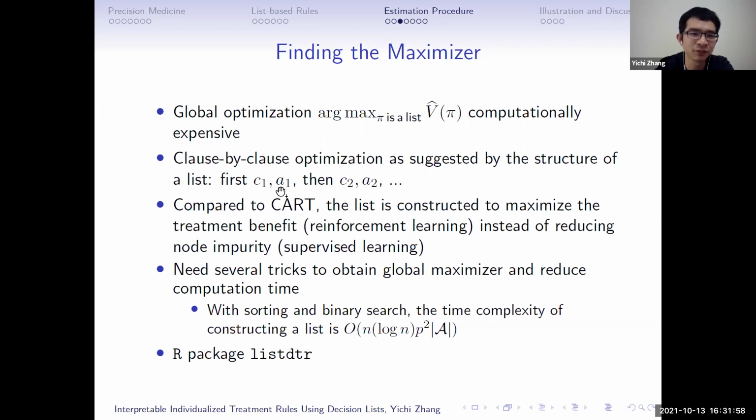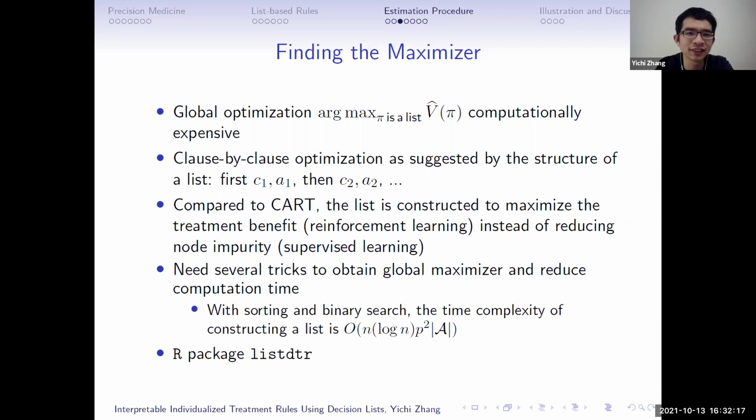Based on the structure of the decision list, we suggest a clause-by-clause optimization. That is, we would like to first estimate the first condition and the first treatment, and then fix those, and then proceed to the second condition and the second treatment, and so on. This idea is quite similar to the classification and regression tree.